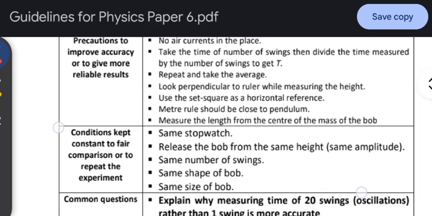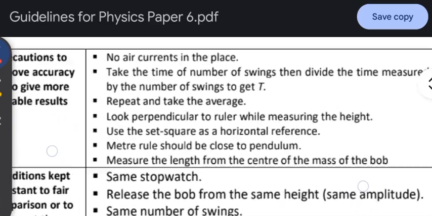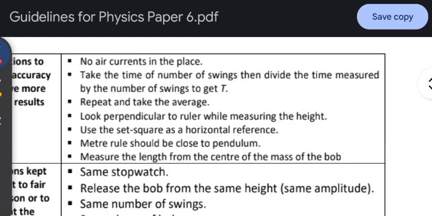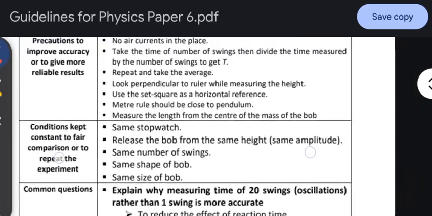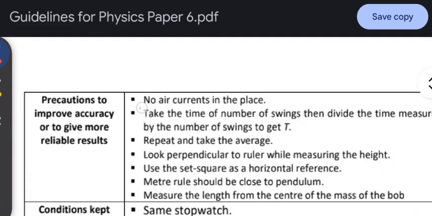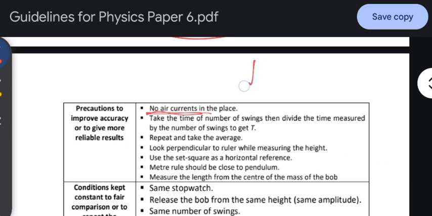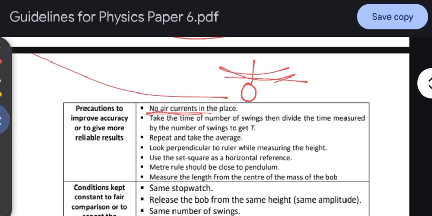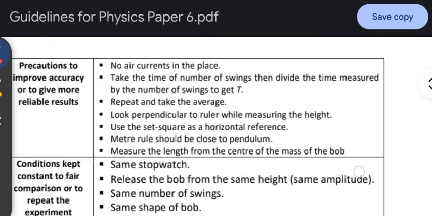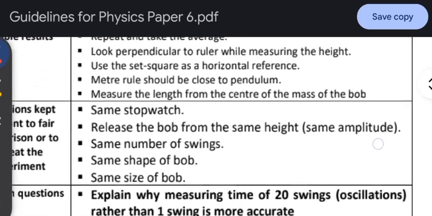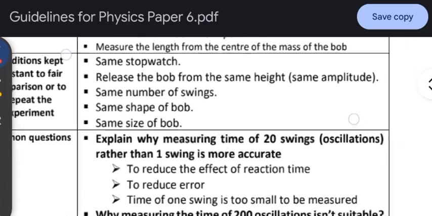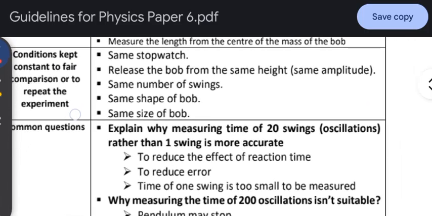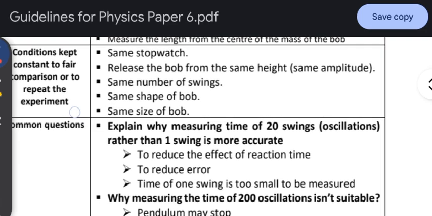Okay, now what are the precautions to improve accuracy or to give more reliable results? No air currents in the place. Take the time for a number of oscillations, then divide the time measured by the number of oscillations to get T. Okay, easy. Repeat and take the average. Of course, what they meant by no air currents is that when the pendulum bob is moving, if the air acts on it, that will cause it to move further, so it will affect the accuracy of the result. Now repeat and take the average. Look perpendicular to the rule. Of course, we've already discussed all this. Use a set square as a horizontal reference. The meter rule should be close to the pendulum. Measure the length from the center of mass of the bob. Okay, yeah, it should be from the center of mass of the bob.